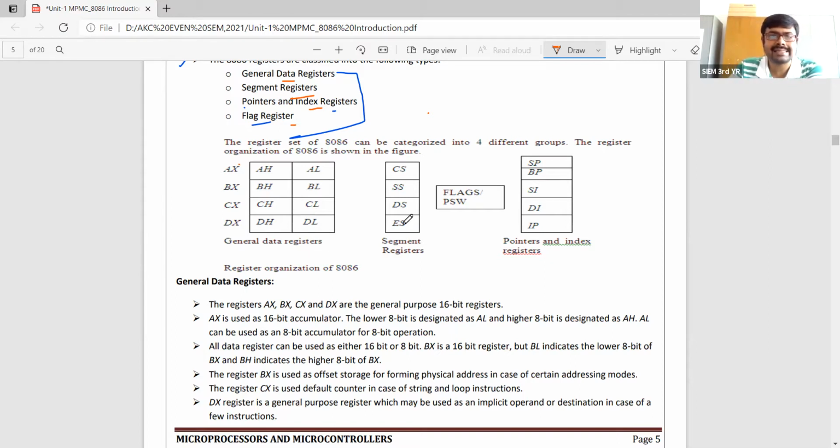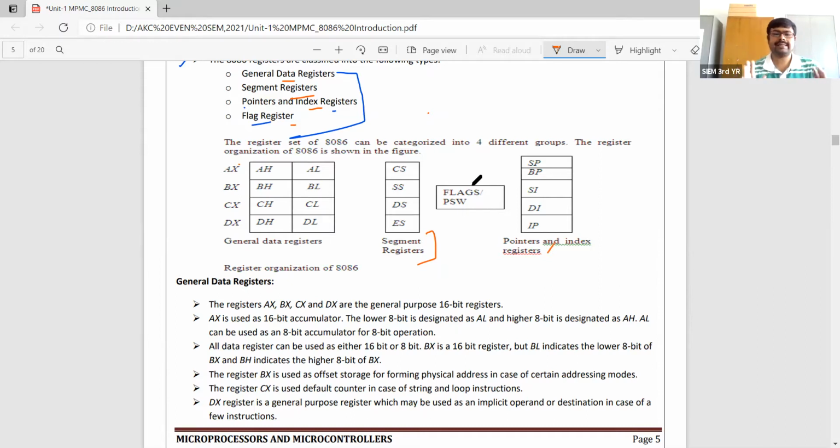Next, we have the segment registers: CS, SS, DS, ES. Next, we have to classify the flags or PSW. The pointer and index registers are part of the next unit. And the last one is SP, BP, SI, DI, IP, which are the pointer and index registers, and obviously the flag register is there.